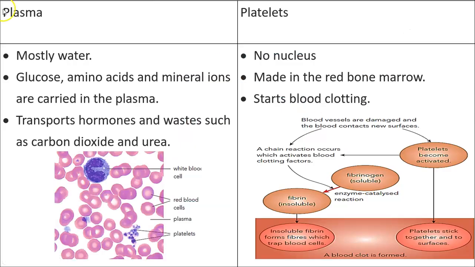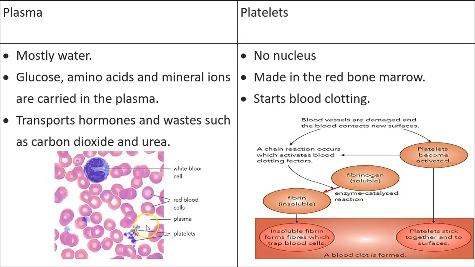Now, plasma and platelets, the two P's. Plasma, mostly made of water, is responsible for the transport of glucose, amino acids, carbon dioxide, mineral ions. So everything is dissolved in the plasma. Also the hormones and the urea, everything is dissolved into the plasma. Okay, so here you go. These are the components of the blood.